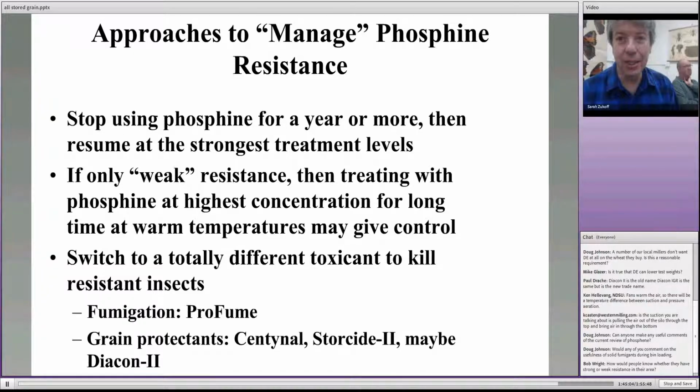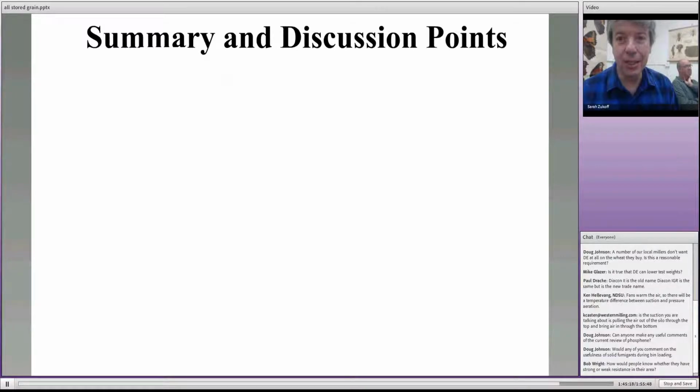Sentinel and Storicide have the same active ingredient, deltamethrin, as one of their killing agents. Dicon 2 doesn't kill the adult insects outright, but it can have that longer-term effect of birth control, so to speak, or developmental control for the insects.